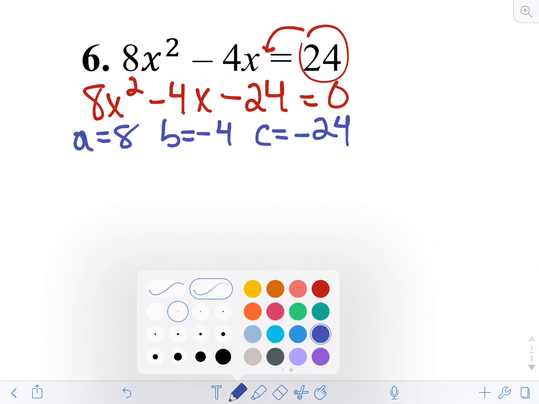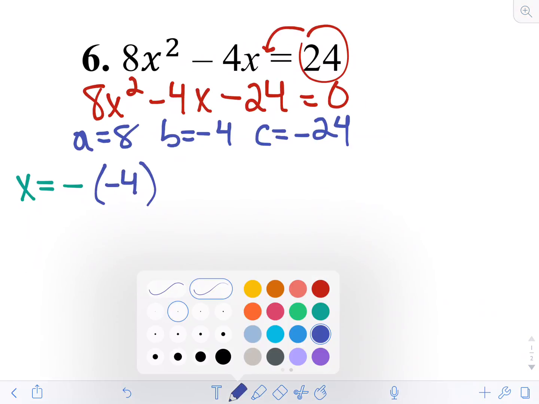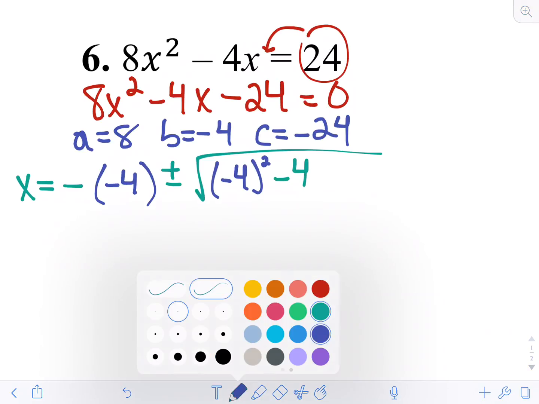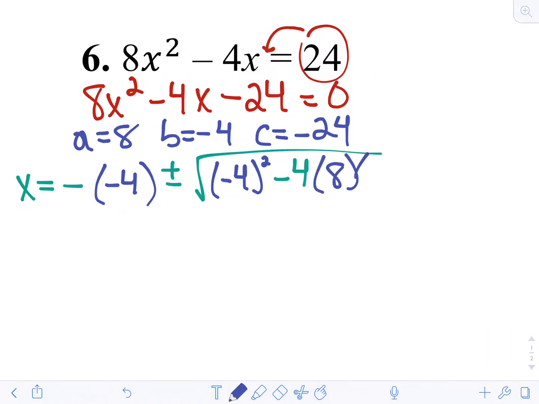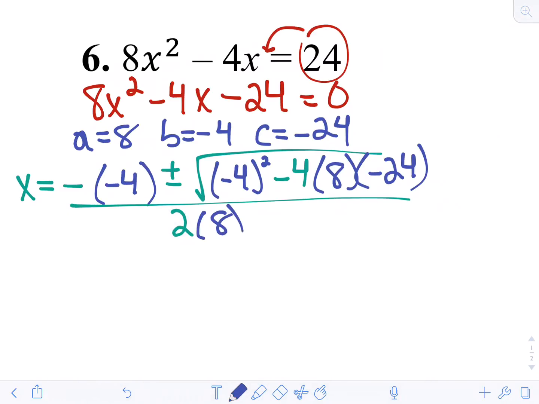And then we do our formula. So x is equal to negative b, so negative, and then I'll plug in my b, which is a negative 4, plus or minus the square root of b squared, so negative 4 squared, minus 4ac, so minus 4, and then we're going to plug in a and c, so a is 8, c is negative 24, all over 2a. So 2 times a is 8.